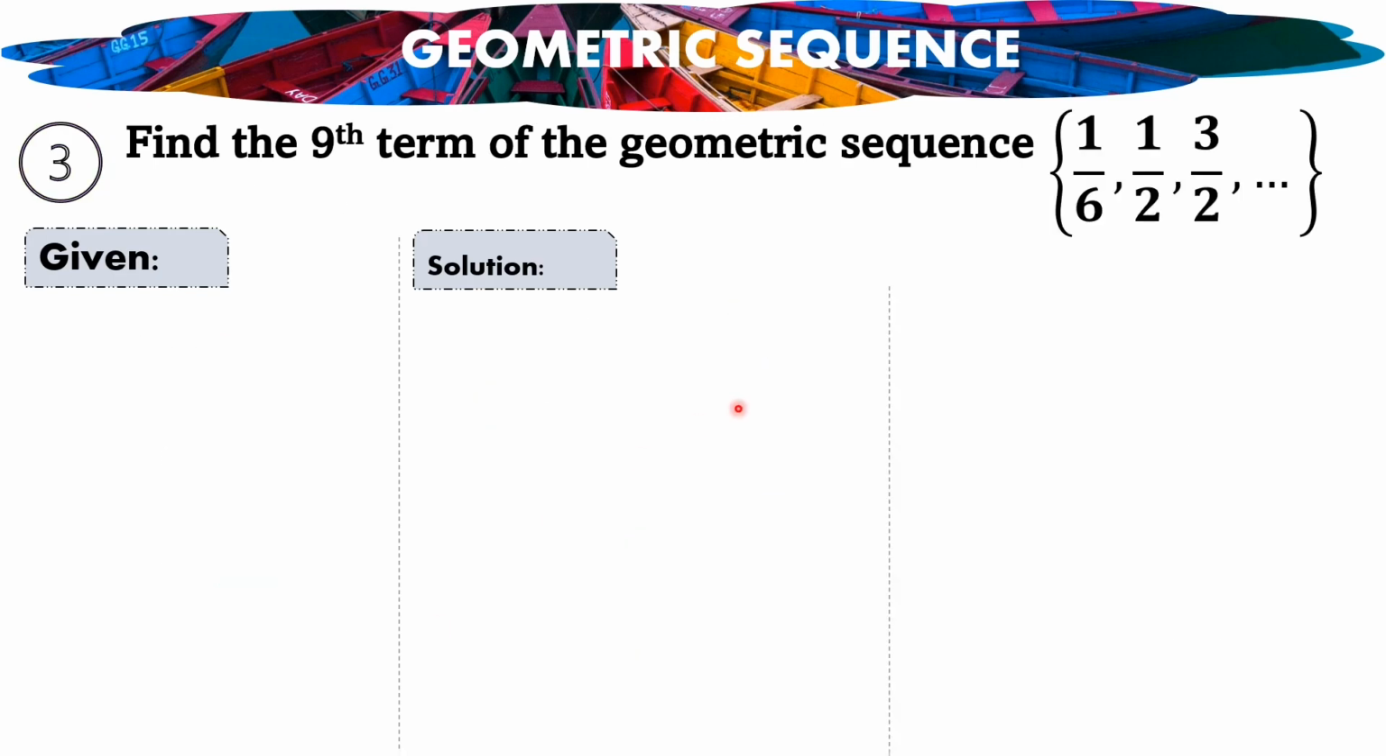Example number 3. Find the 9th term of the geometric sequence 1/6, 1/2, 3/2, and so on. The given are a sub 1 is 1/6, r is 1/3.